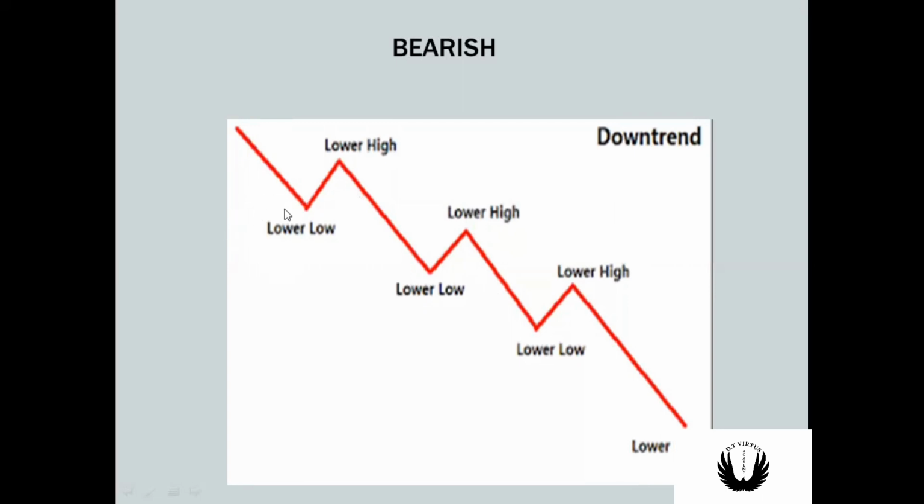The algorithm is selling more than buying. So the market is just selling down, selling down, selling down, with just little bullish movements. So that is that for the bearish market.